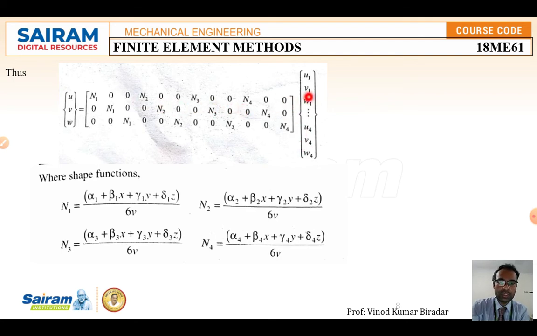So the displacements you have to write here. Like this, up to 2, 3 also, you write u1, v1, w1, u2, v2, w2, and like this you have to write up to 4. Here N1 is the shape function, that is alpha 1 plus beta 1 x plus gamma 1 y plus delta 1 z, whole divided by 6V. Like that you write the shape functions, where N1 stands for this, N2 for this, N3 for this and N4 for this. These are the shape functions for the tetrahedral element.